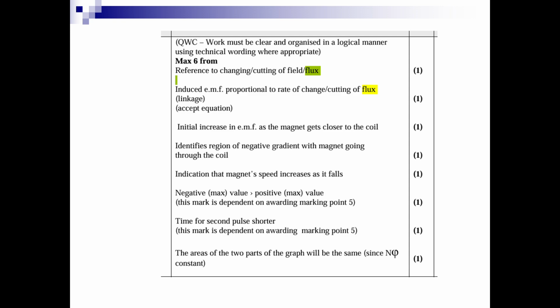This is just a different mark scheme. So you can talk about the induced EMF being proportional to the rate of change of magnetic flux linkage. Initial change in the EMF as the magnet enters the coil. The magnet speed increases as it falls down. The negative value is greater than the positive value. Time for the second pulse is shorter. The areas of the two parts of the graph will be the same because the flux linkage is the same.